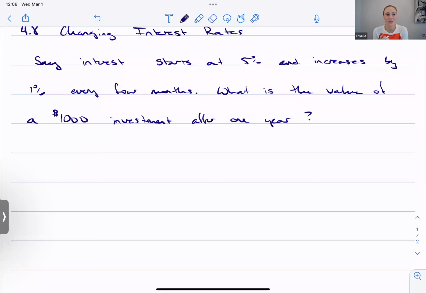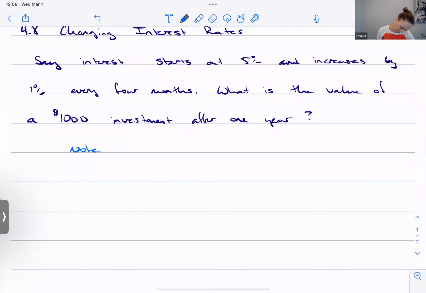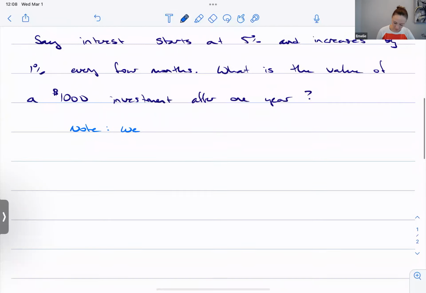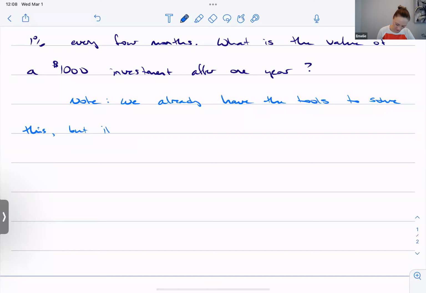We have the tools to solve this, but it gets kind of tedious depending on how many times the rate changes. And so here, note, we already have the tools to solve this, but it could get tedious. So what would it look like?